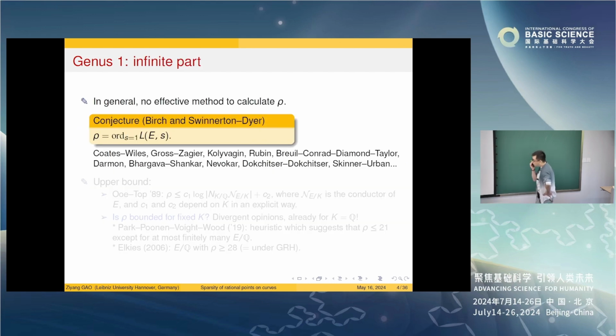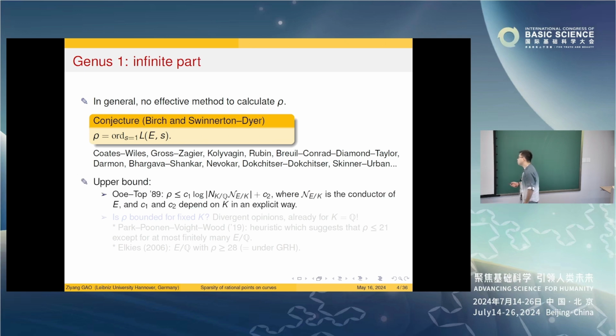For the torsion-free part, in general, there is no effective method to calculate it, but here is a conjecture, the famous conjecture of Birch and Swinnerton-Dyer, which says that rho can be computed using analytic methods. So it is the order of vanishing of the L-function at s equals 1.